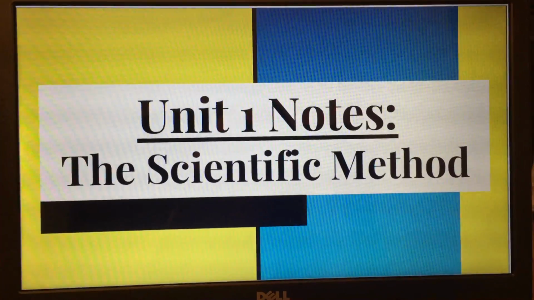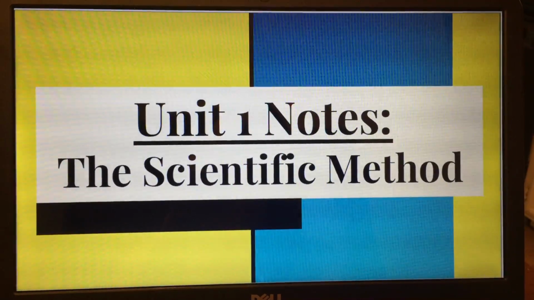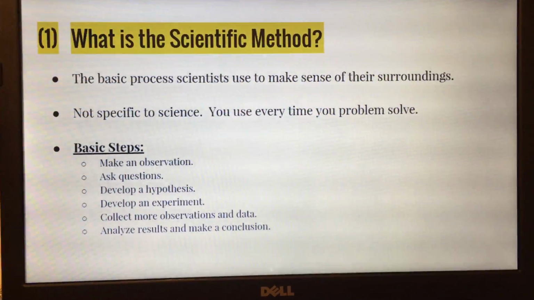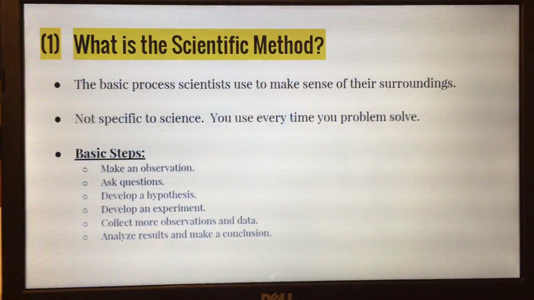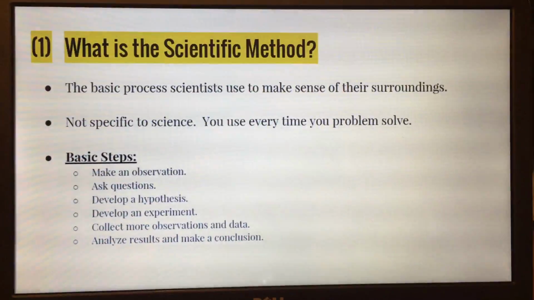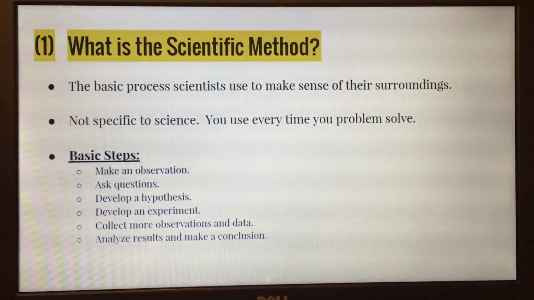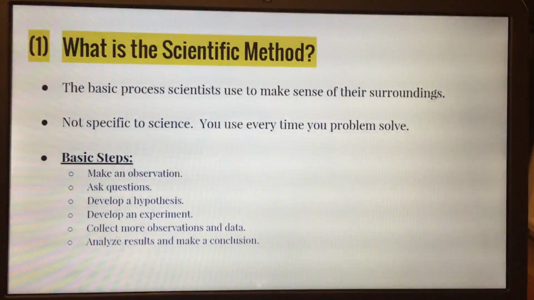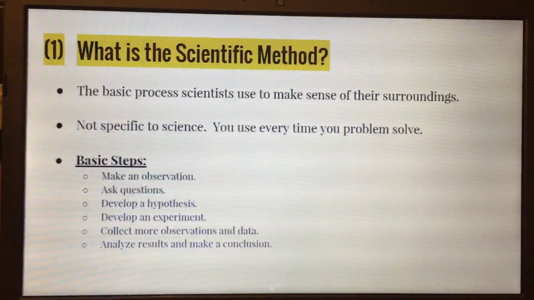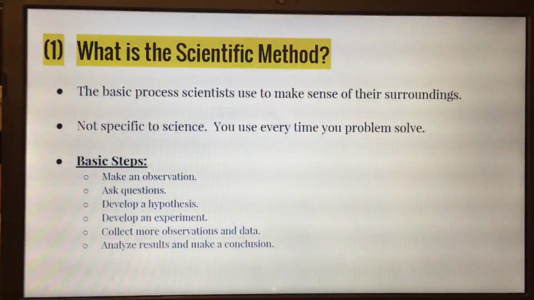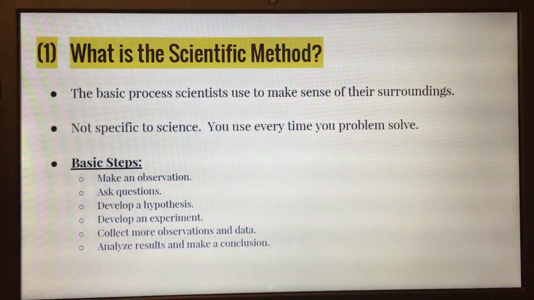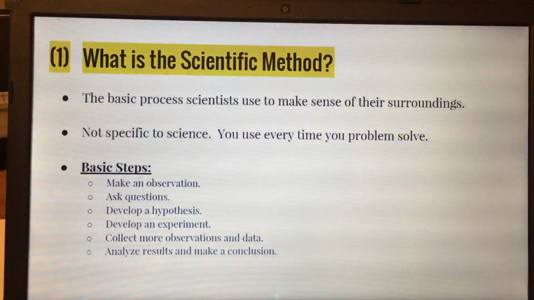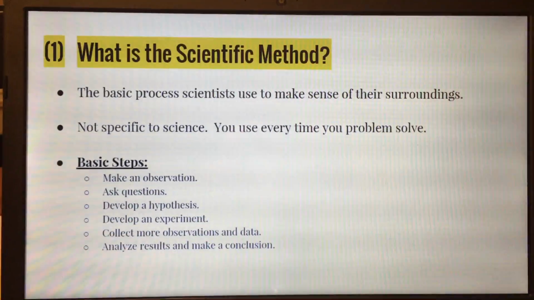Alright, so these are going to be your Unit 1 notes on the scientific method. And we're going to start just kind of by introducing what is the scientific method. So you have definitely heard this before in other grades, other science classes. The scientific method is the basic process that scientists use to make sense of their surroundings. Anytime a scientist has a question, a problem they're trying to solve, something they're curious about, they use this basic process in order to make sense and understand these questions.